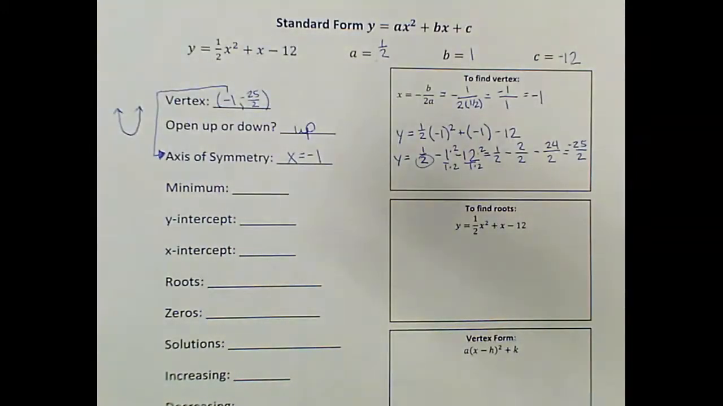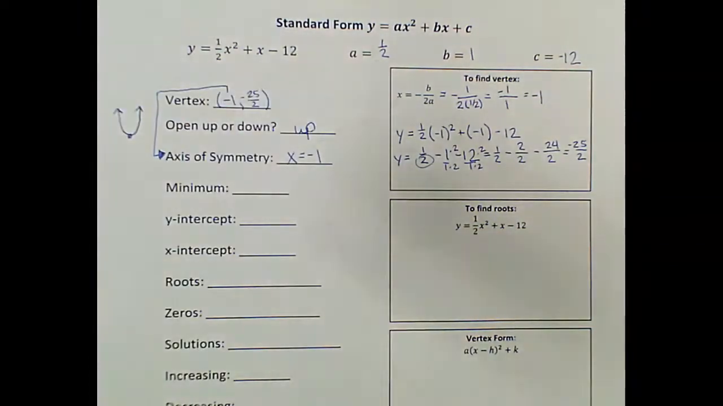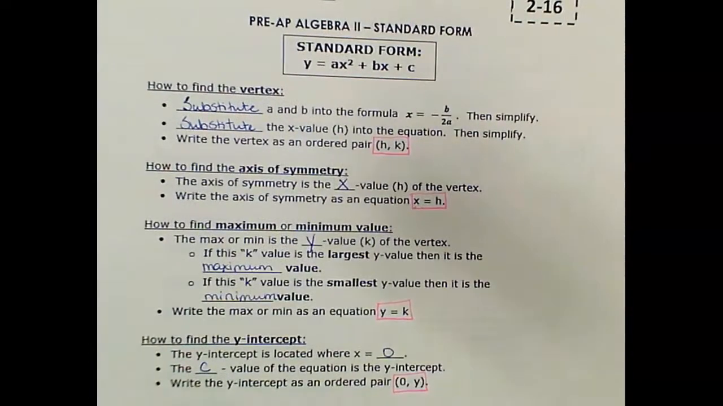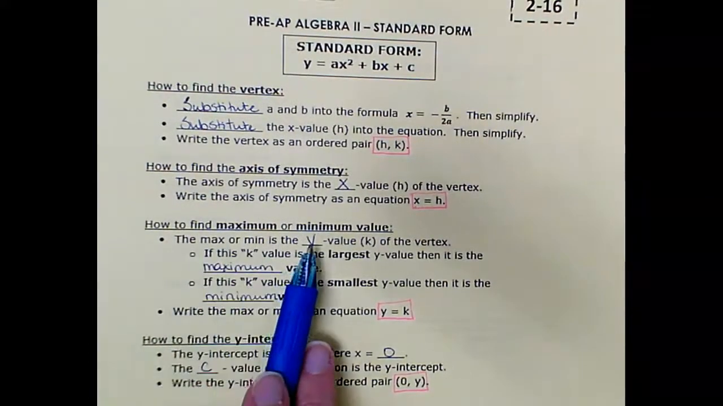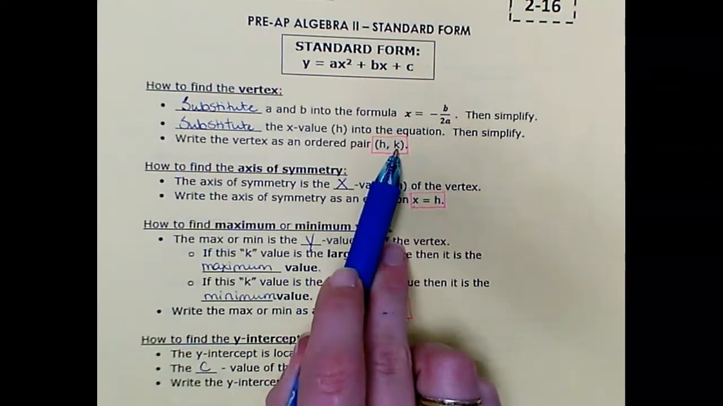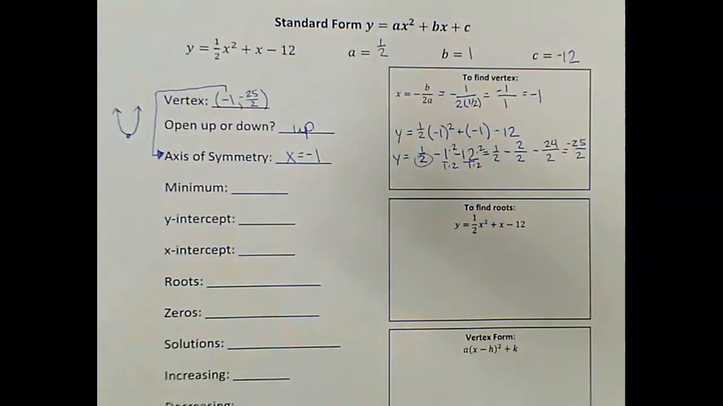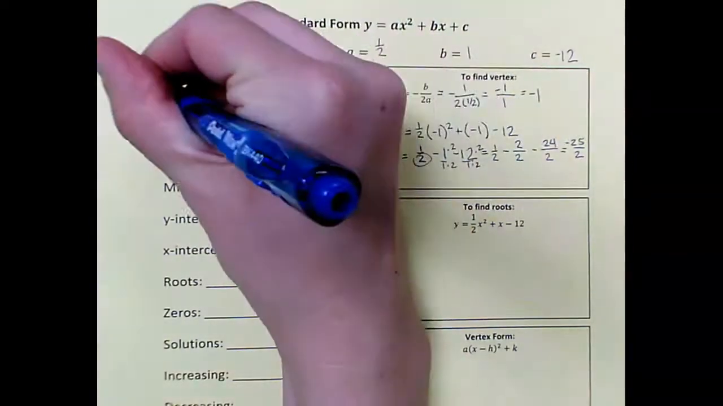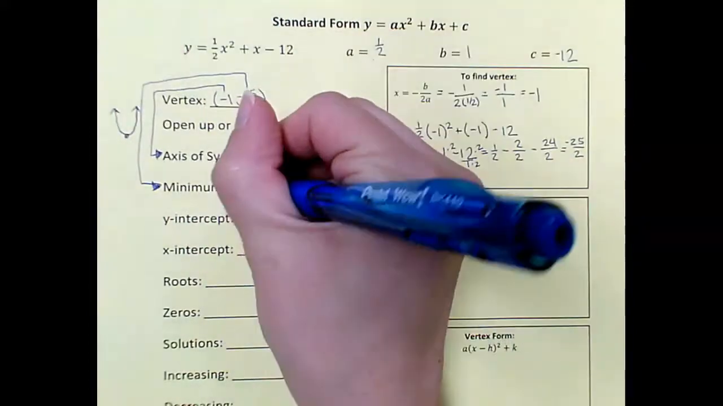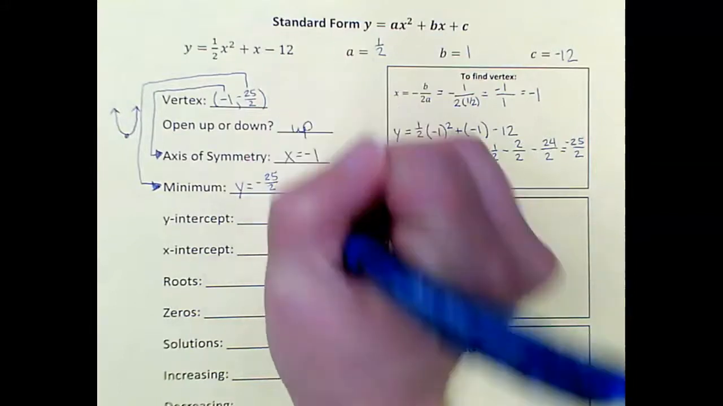What about our minimum value? Since we have a parabola that opens up, what's the minimum value? Well, the max or min is the y value of the vertex. So here's the y value of the vertex. That's what I write. Y equals, and then that y value. So I'm going to take this, and it's going to create this answer. Y equals -25 over 2.